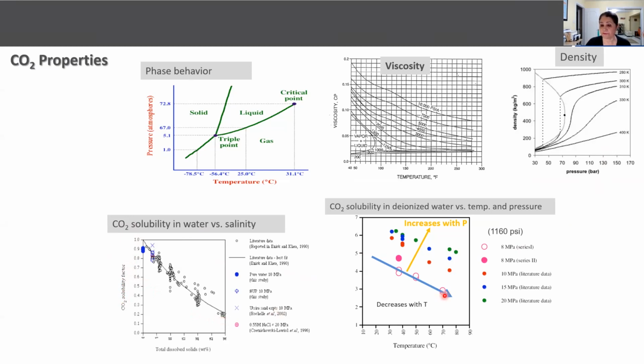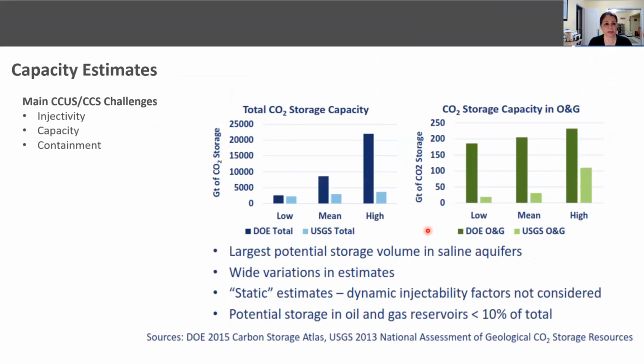Solubility is also a function of temperature and pressure. So the higher the temperature, the lower the solubility. The higher the pressure, the higher the solubility. So when you increase the pressure, actually you're becoming more miscible. So you solubilize more CO2 into the brine. So I'd like to show you, there are a lot of ways that you can calculate or estimate the capacity of CO2, either in saline aquifers or in depleted oil and gas reservoirs.